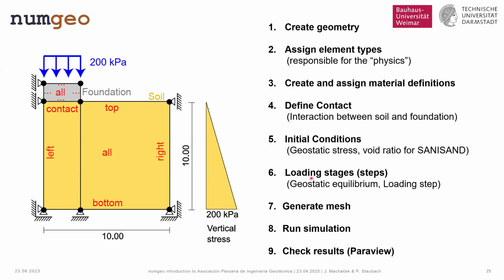And then we will define the loading stages. We will have 2 stages. The first stage will be the geostatic equilibrium step. And then in the second, from that equilibrium, we will start our loading step. After having done all that, we will generate a mesh, run the simulation, and look at the results using ParaView. So that's the outline for the next part of this introductory lecture or presentation.